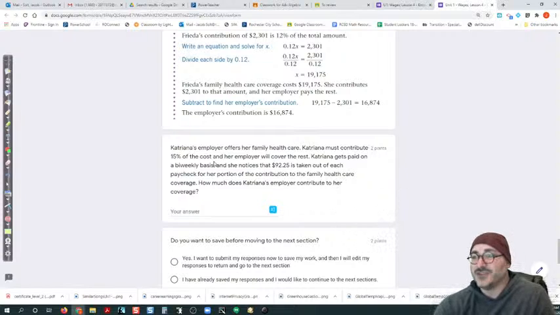Here we have Katriana's employer offers her family health care. Katriana must contribute 15% of the cost, and her employer will cover the rest. Katriana gets paid on a biweekly basis, and she notices that $92.25 is taken out of each paycheck for her portion of the contribution to the family health care coverage. How much does Katriana's employer contribute to her coverage?